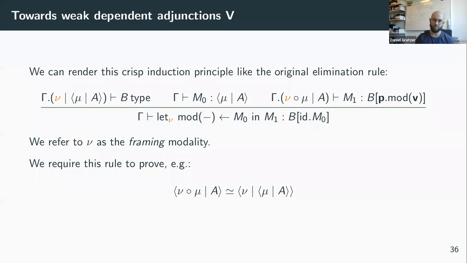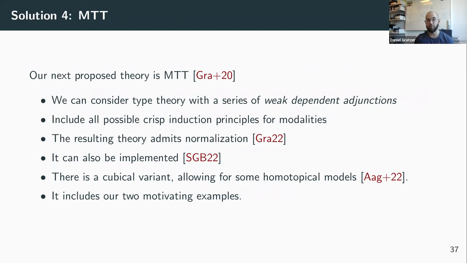And so we now arrive at our fourth possible solution, MTT. And this was proposed by myself and some collaborators in 2020. This slide can be roughly summarized as what I've been doing for much of my PhD. So you take type theory, you extend it with a lot of weak dependent adjunctions, you include all the possible crisp induction principles for modalities, and the result admits normalization. In fact, something slightly stronger is true. You can dial normalization to how many crisp induction principles you have. So include as many as you want, you'll always have normalization.